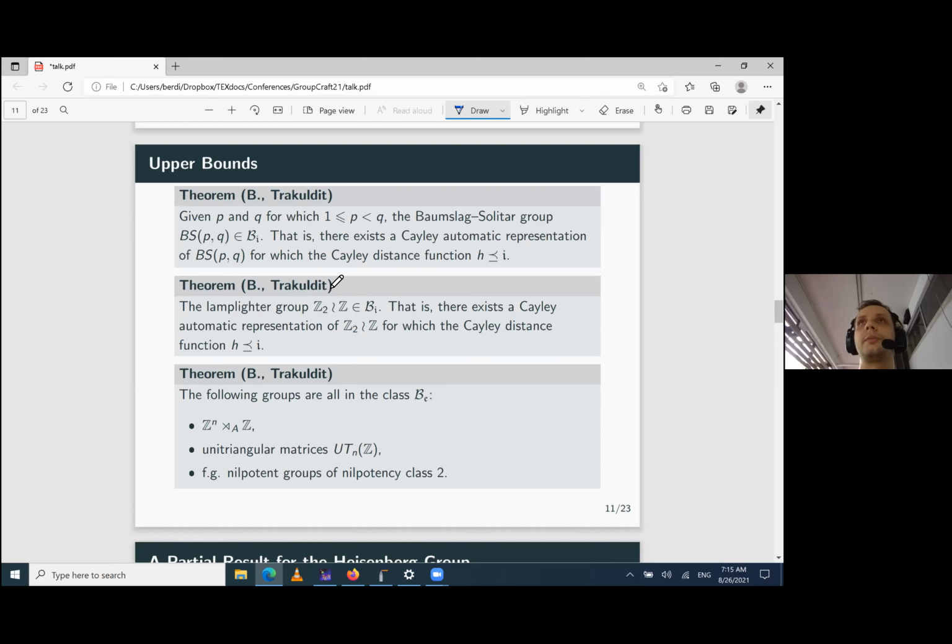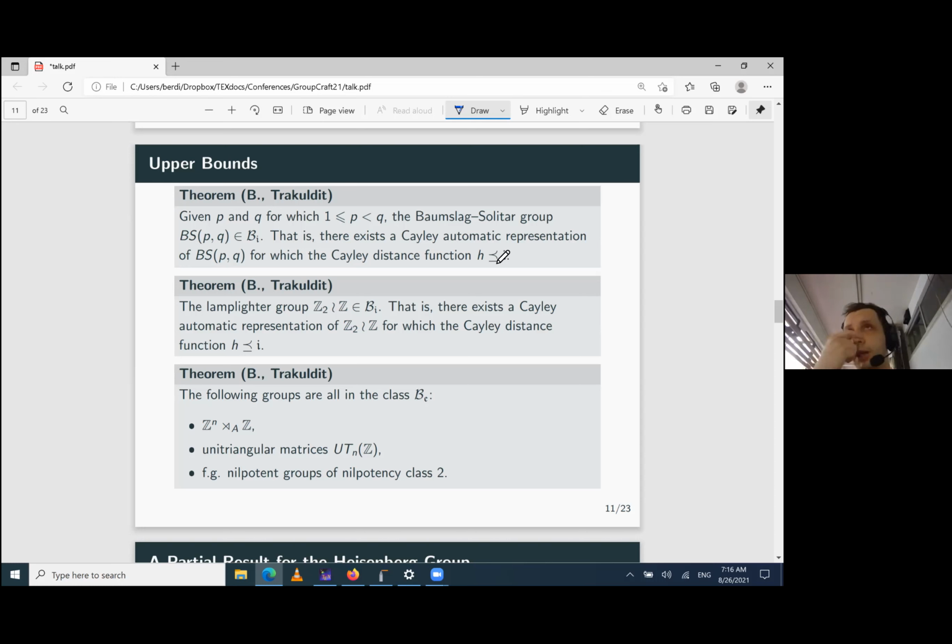So what you have to do, if you want to find an upper bound for a Cayley distance function, you just propose a certain representation and you try to compute this Cayley distance function. Well, not explicitly, but at least you can write down an upper bound for it. And that's what we did, for example, for Baumslag-Solitar group. You can find a Cayley automatic representation for which the upper bound is just linear, and actually it follows from the metric estimates that Miller and Burillo proved for Baumslag-Solitar group.